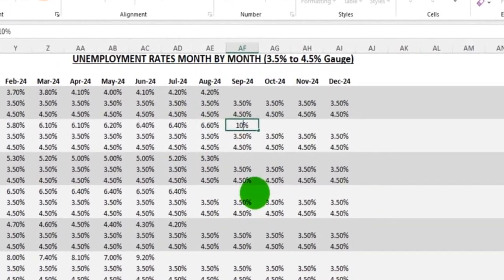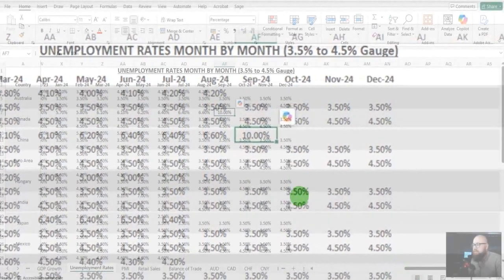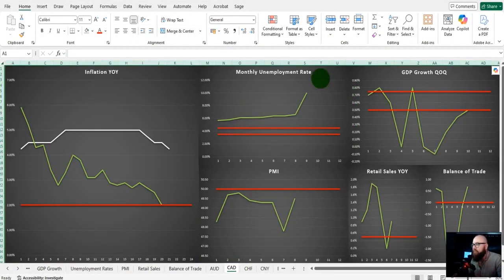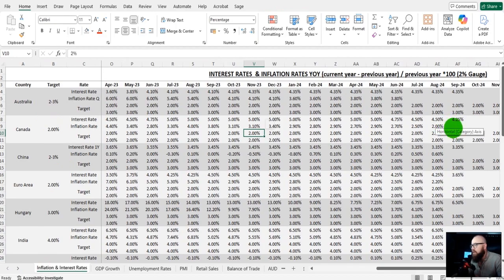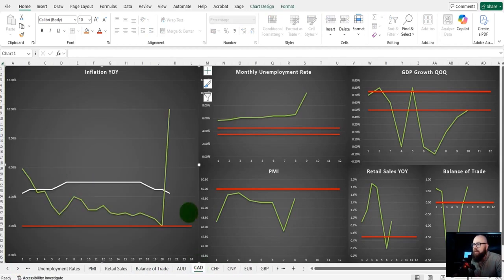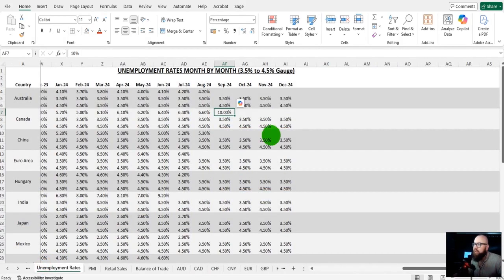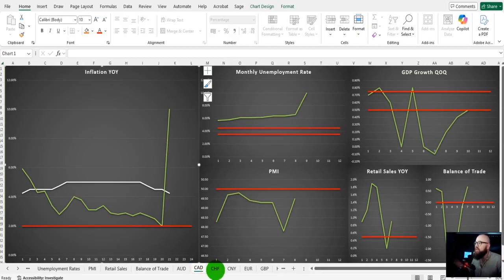Now, just to demonstrate this, let's do the Canadian dollar. If I was to put in, say, 10% unemployment in September, you'll see that the chart updates automatically. So unemployment here, you can see it's really rising now to 10%. We could do the same with inflation. So this is the inflation chart. If I go back to inflation, Canada, if we put inflation, let's do 10% again, massive, just to demonstrate this, and go to the CAD tab, you can see that's been updated. So all updates, you fill in the actual figures as they come out, and the spreadsheet updates, and you can look at the charts and you can forecast what is happening.